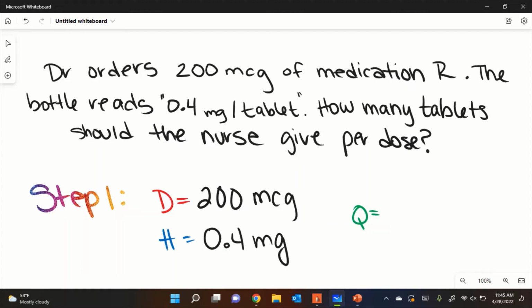Q is still the number of tablets in this case, because we are in tablets, that we need to consume in order to have consumed 4/10 of a milligram. And in that, we see that it's per tablet again. So we know that Q is for every 1 tablet.